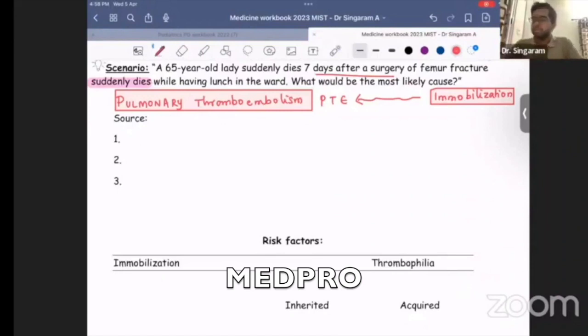That is what is called pulmonary thromboembolism. Now the question is, what is the source of the thrombus? Any comments? Anybody? Where do you think this would have come from?